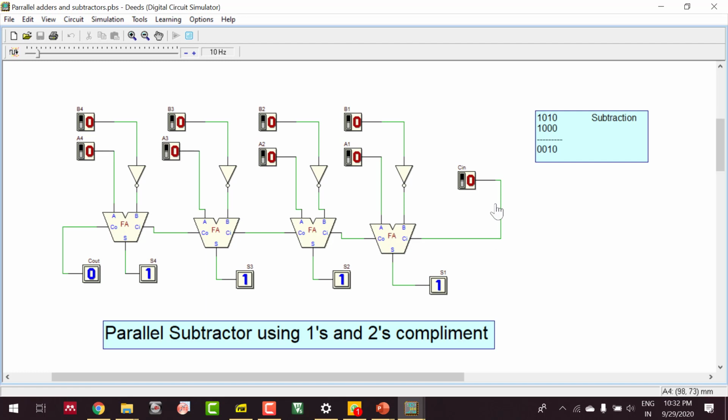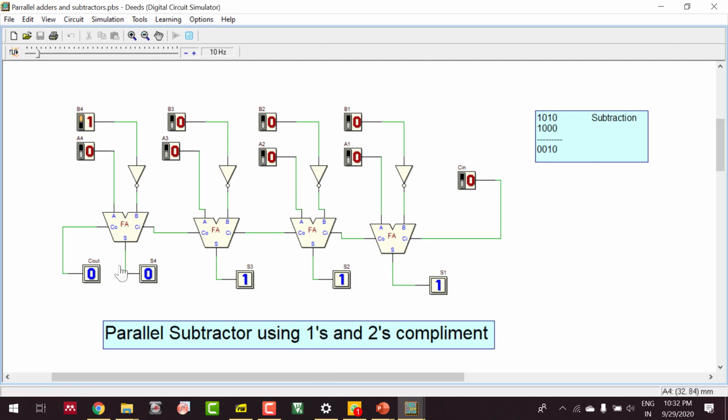In that case, what I'm going to do is make my Cin 0, and apply my B inputs to the inverters so that B gets complemented. The complemented B will be added to the A bits with Cin as 0. In that case, you are going to produce an output using 1's complement arithmetic. Okay, so to understand this, let's take a simple example here.